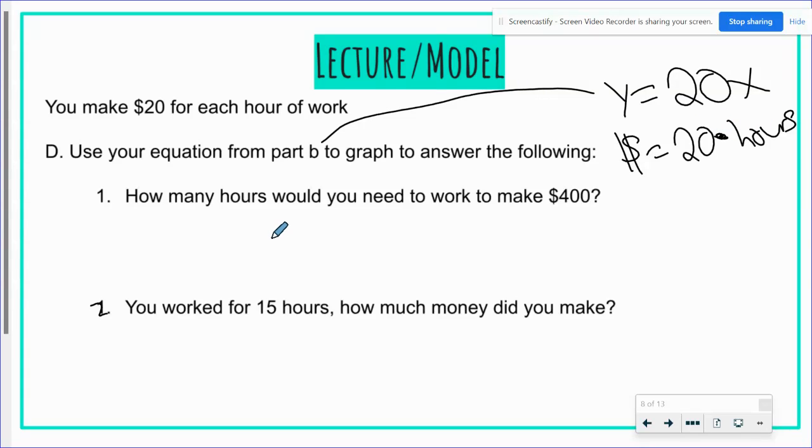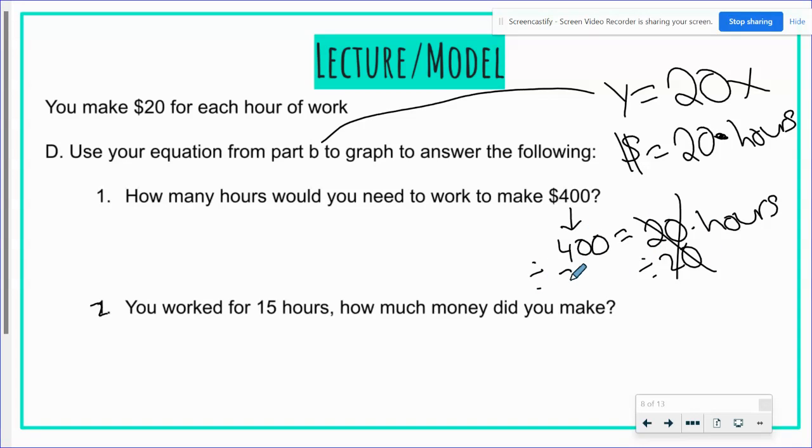How many hours would you need to work to make $400? Let's sub in $400. 400 equals 20 times the number of hours, or 20x. We know that to undo this multiplication, we're going to work backwards, and we're going to divide. Times 20 divided by 20 cancels out. Now over here, let's do 400 divided by 20.